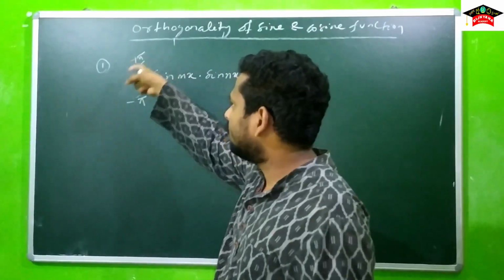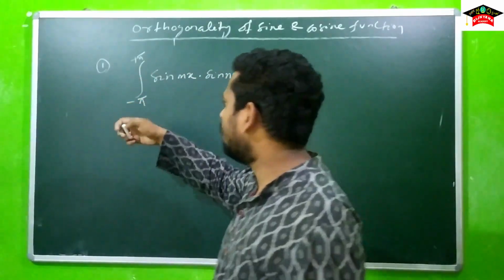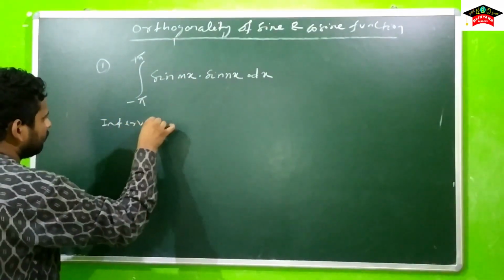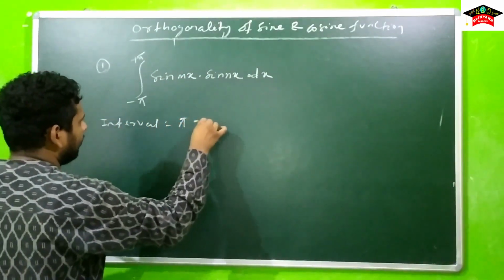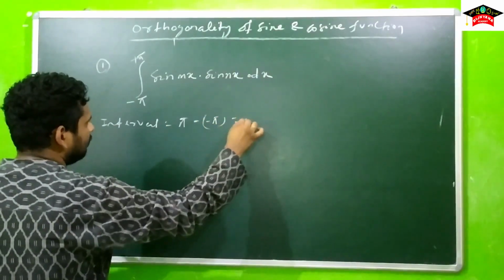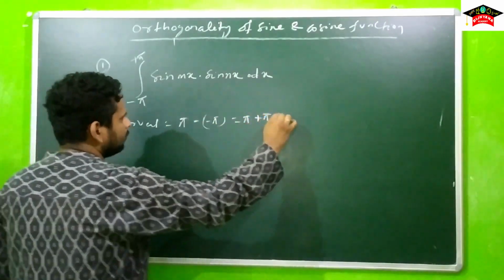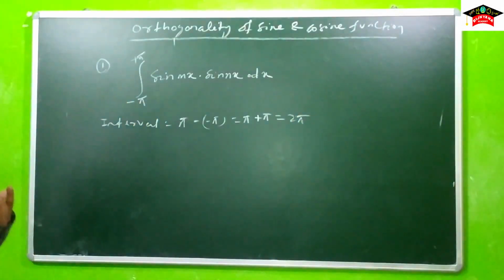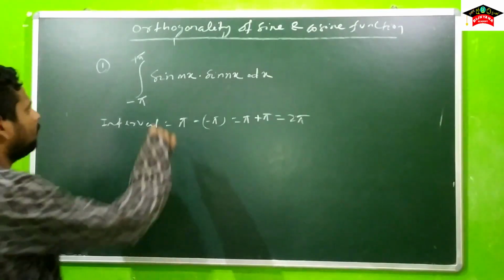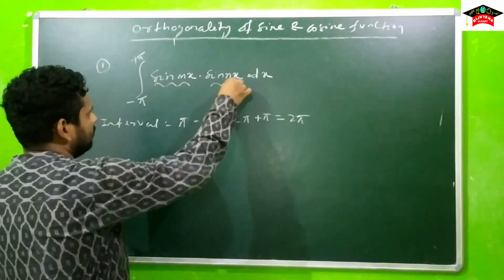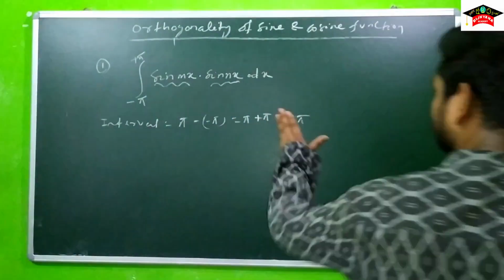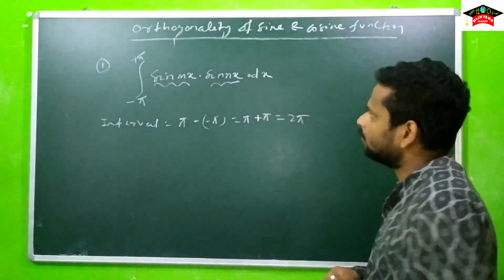So pi minus of minus pi is how much? So we can say that the interval is pi minus of minus pi. So this is pi plus pi, this is 2 pi. So the interval is 2 pi. As the interval is 2 pi, the functions must be periodic. So these two functions are periodic in the interval. So you have to find the value of this integration.